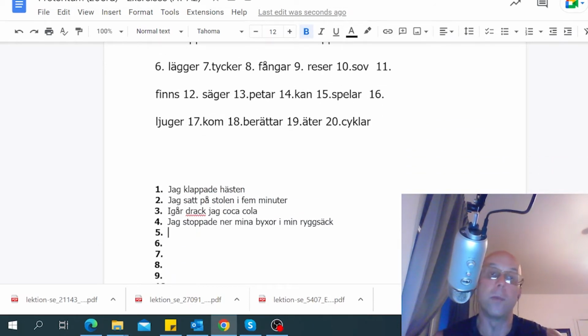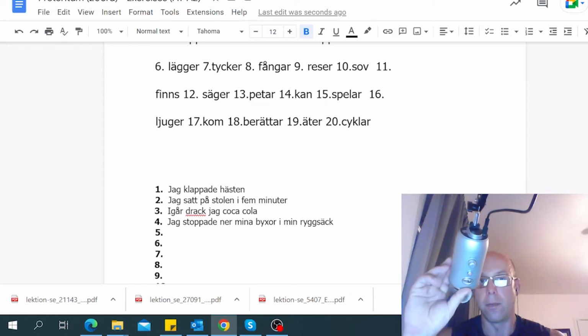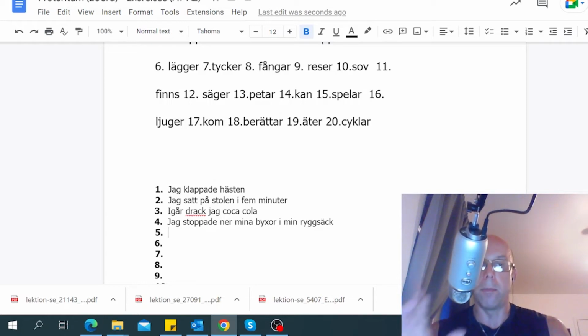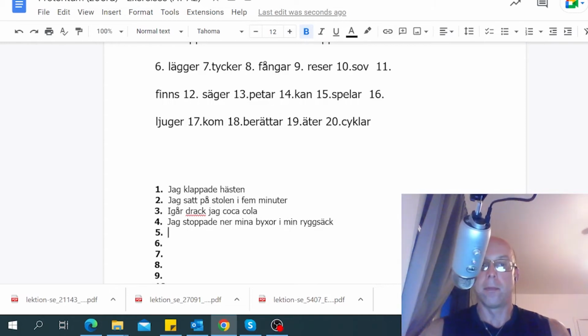Lägger. That is to put. Although it doesn't exactly work in the same way. What should we say there? I put the book on the table 5 minutes ago. What would that be in Swedish? I'm writing the wrong word. Jag la boken på bordet för 5 minuter sedan.